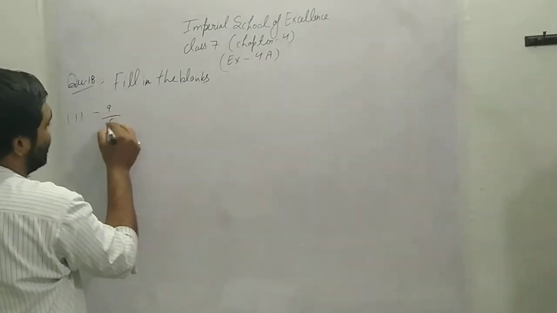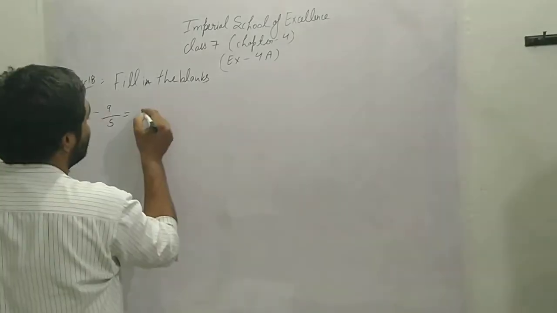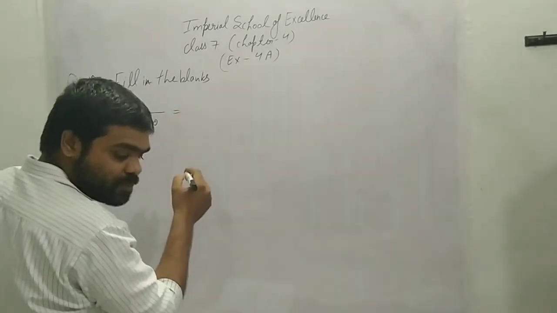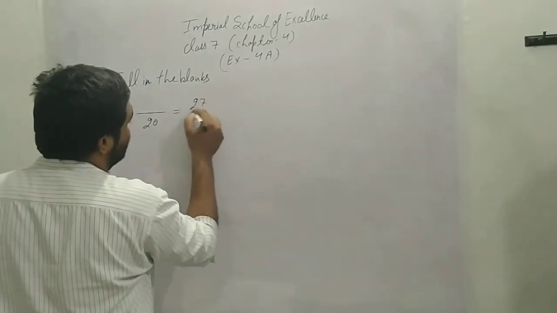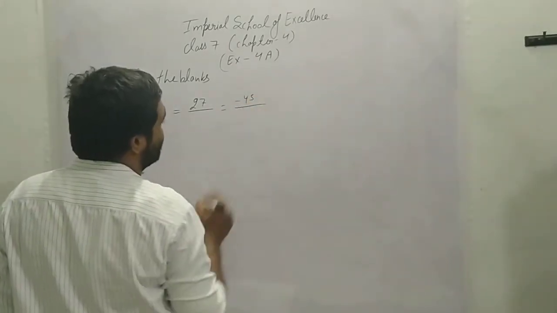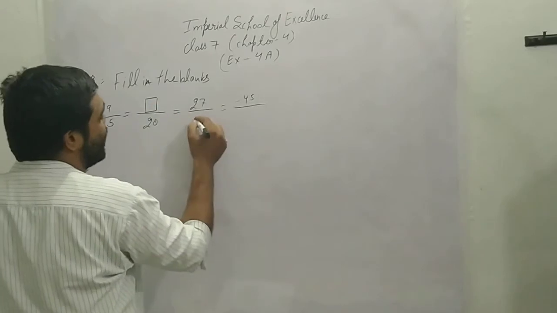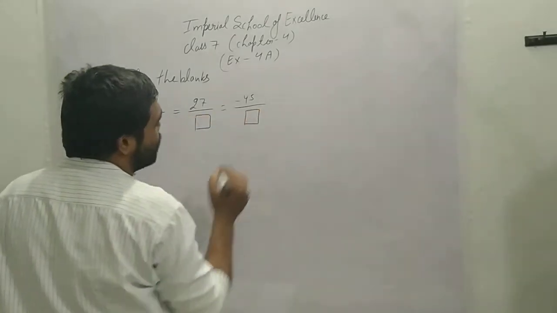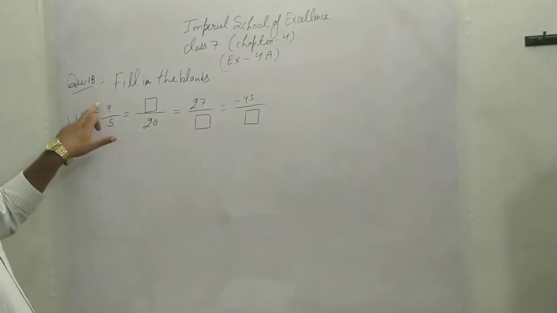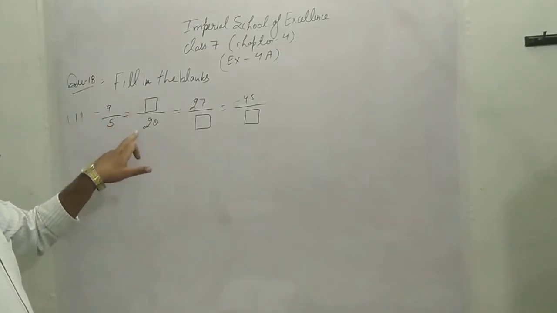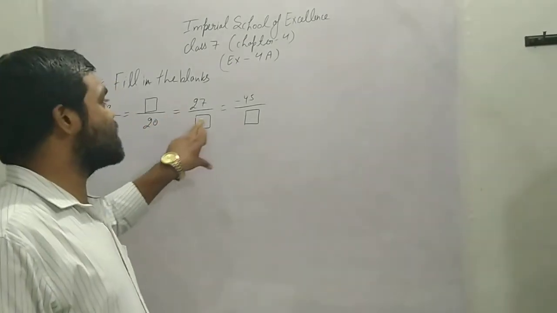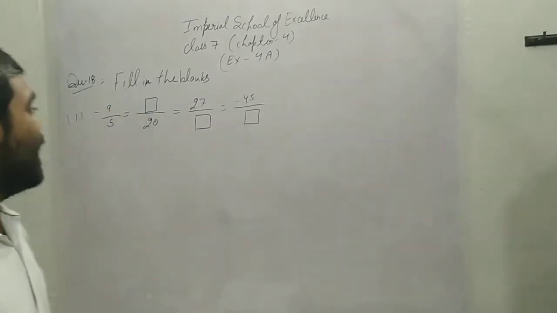-9/5 equals to blank upon 20 equals to 27 upon blank equals to -45 upon blank. These all are blanks, you have to fill them. Okay, I am explaining you this question. The question is filling the blanks.